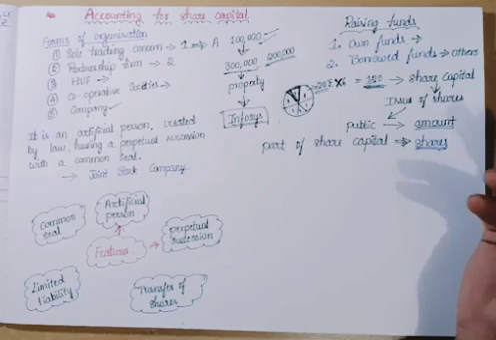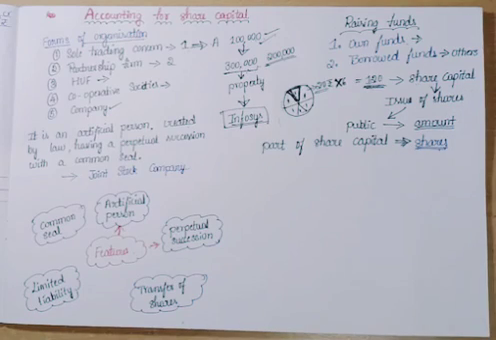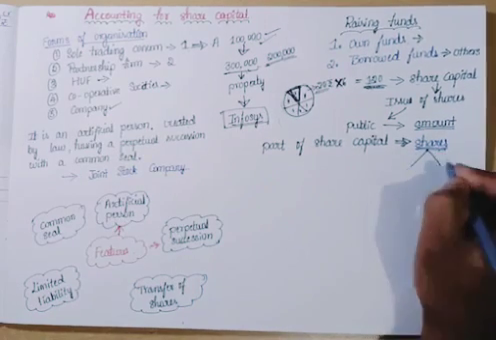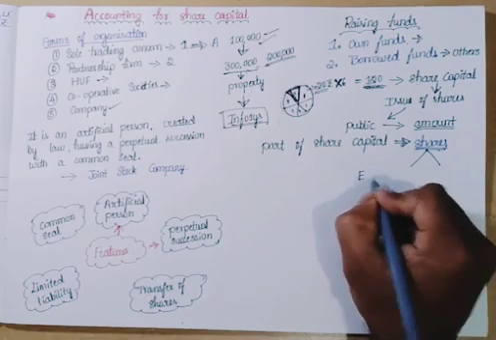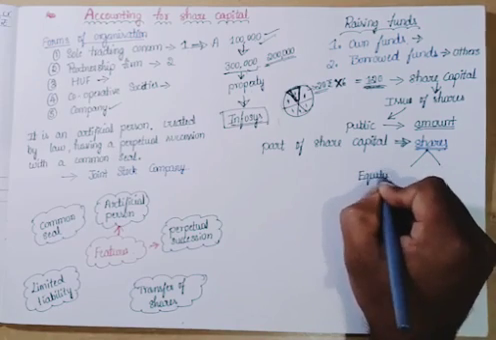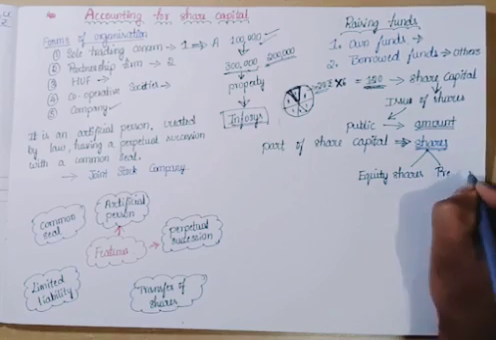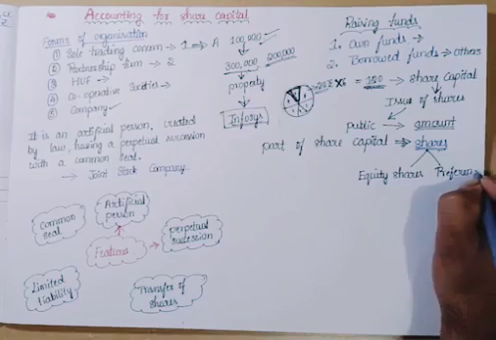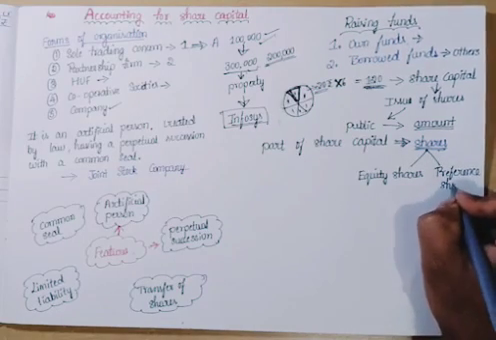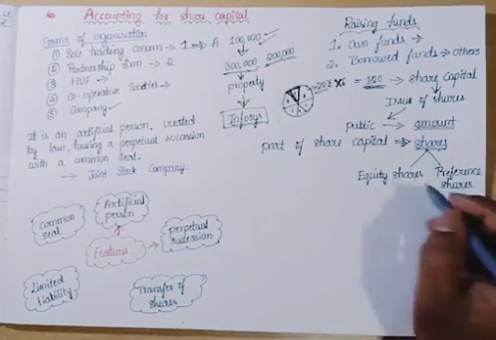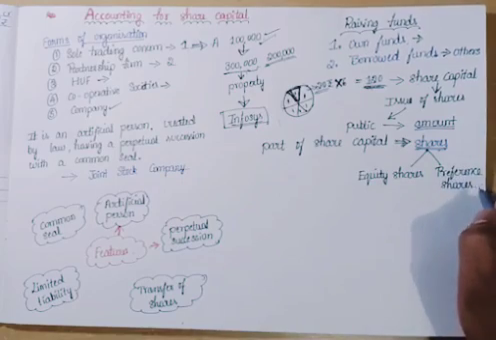Then let us see how many types of shares we have. Basically we have two types here. One is equity shares, and the second one is preference shares. So we have two types of shares here: equity shares and preference shares.